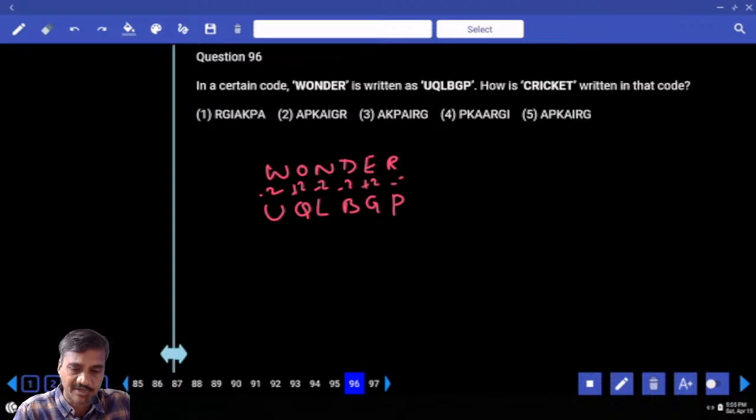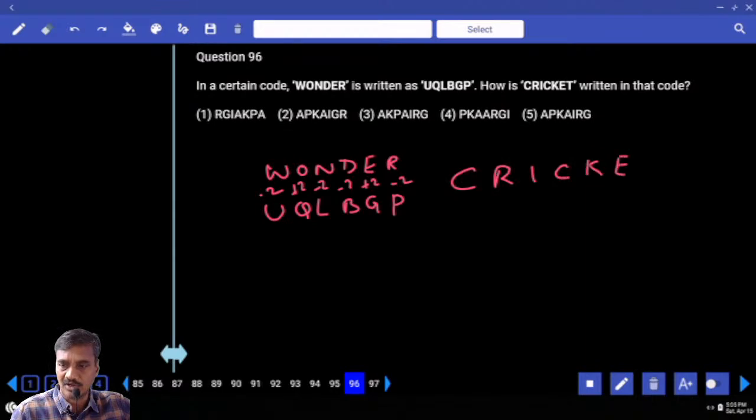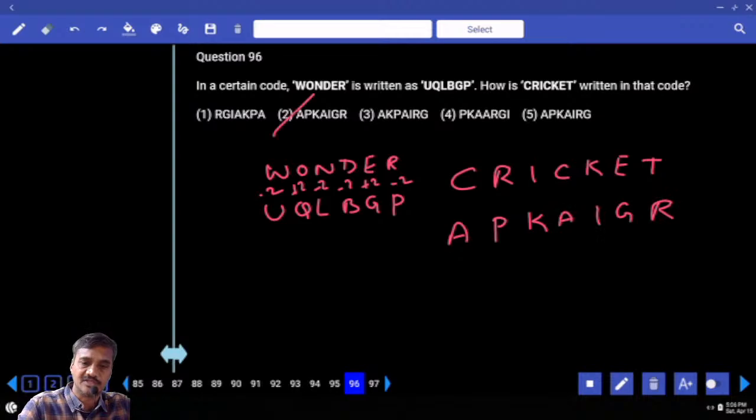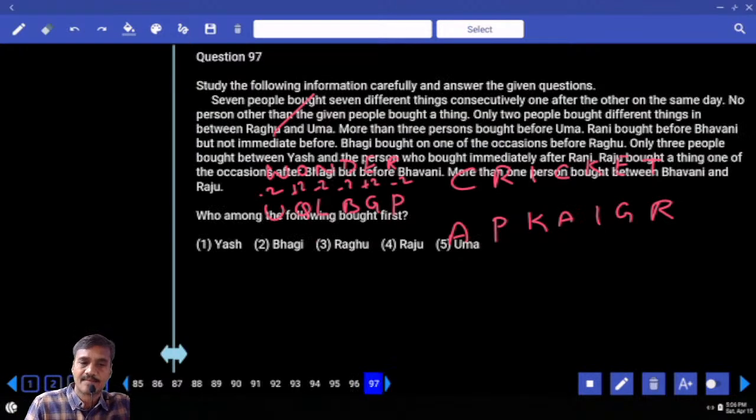R and P: minus. That means for consonant minus 2, vowel plus 2. Ante kada? Consonant minus 2, vowel plus 2, CRICKET. Consonant minus 2. And R minus 2, P. And vowel plus 2. Now vowel plus 2, consonant minus 2. I and this is R. APKAIGR, choice 2, 96. Then 97 to 100.